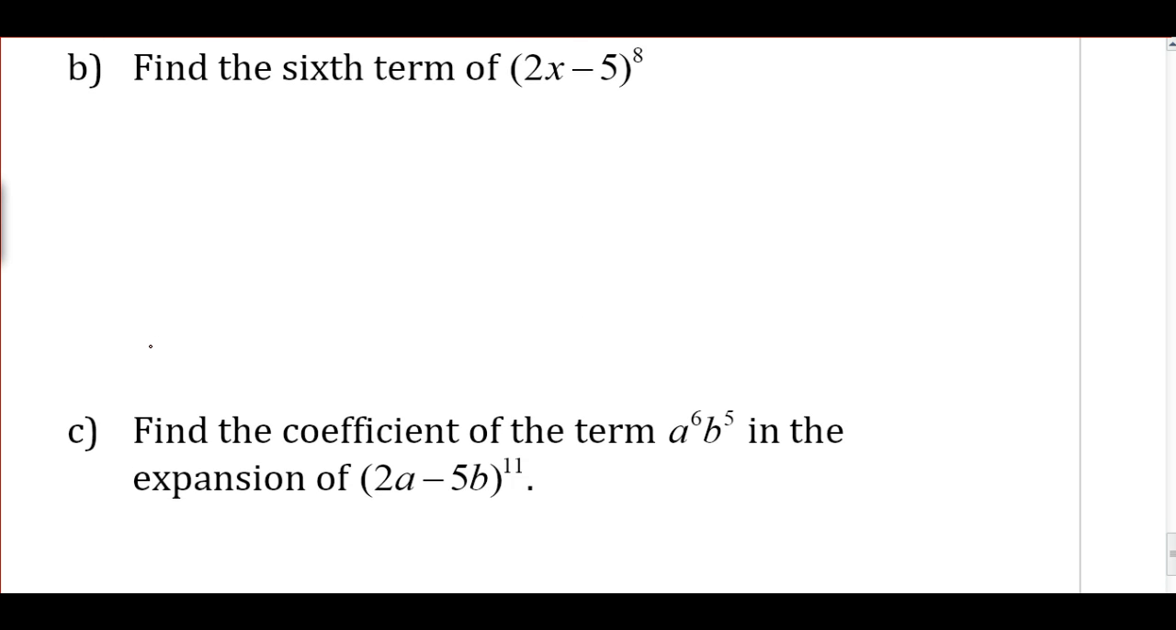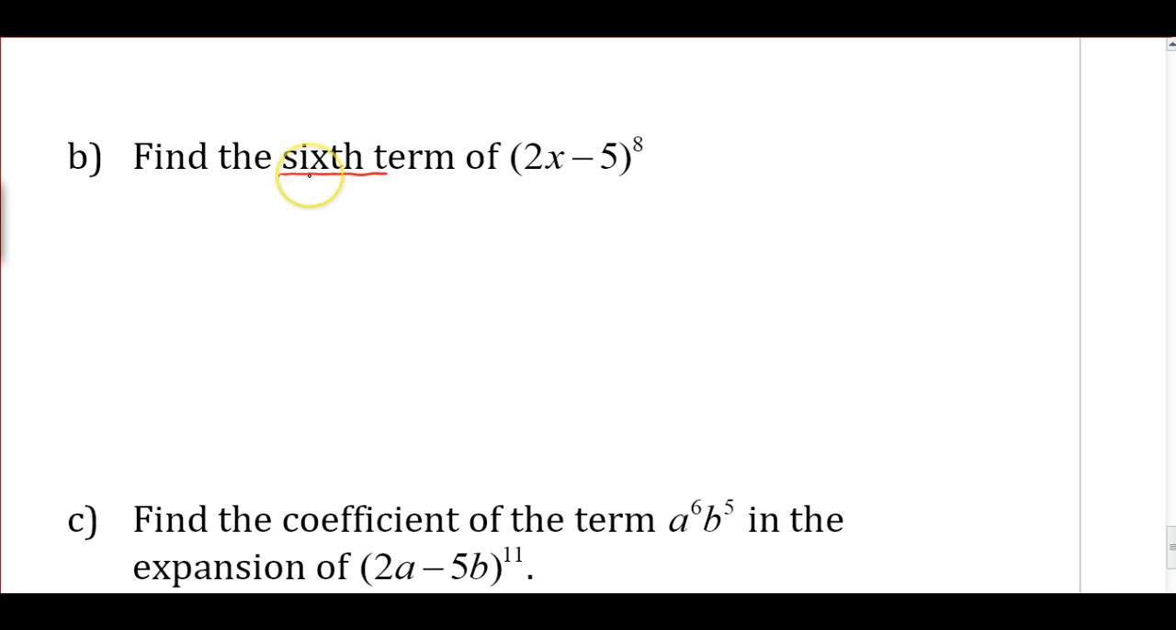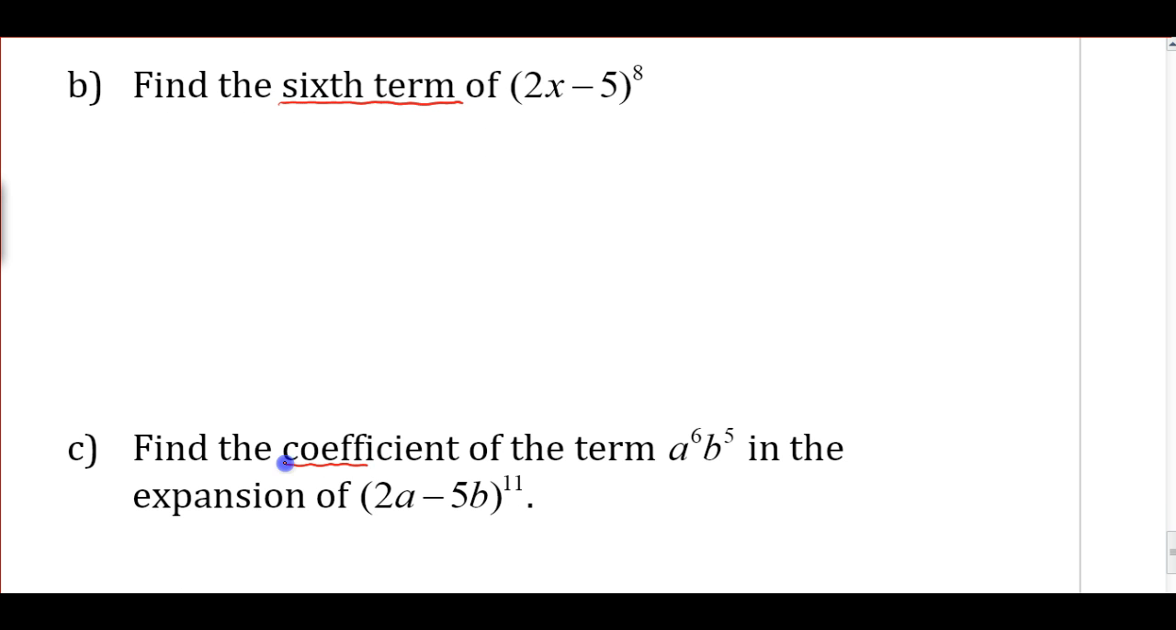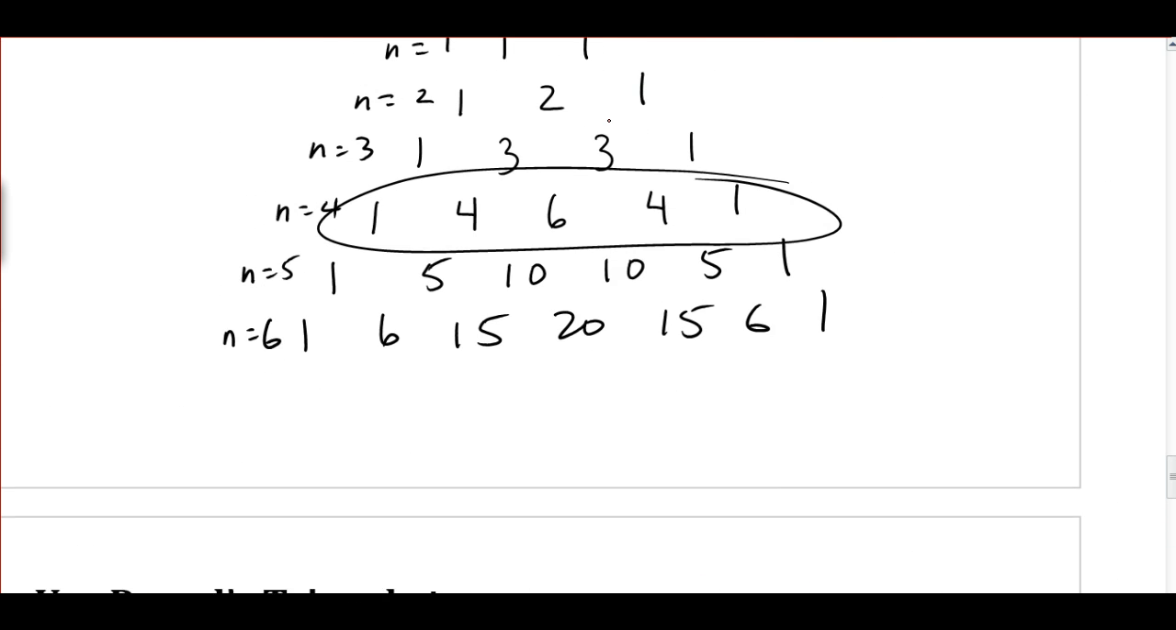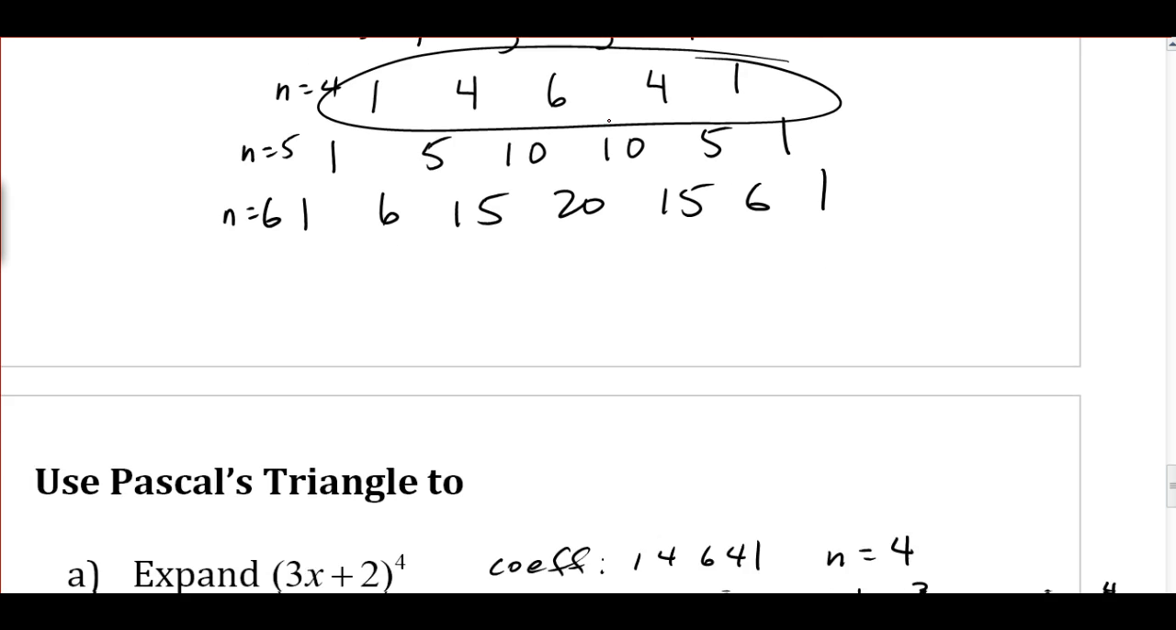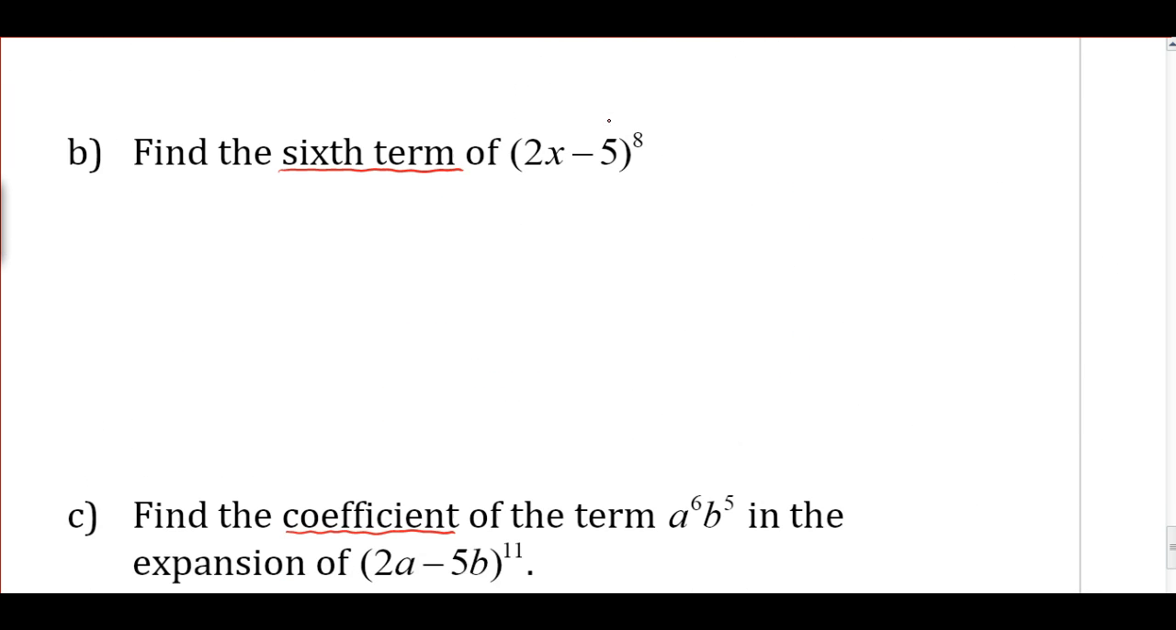Notice you just have to find the 6th term here. And over here, you just have to find the coefficient. All right, and since this is raised to the 11th, you may want to use the binomial theorem. Again, since this is raised to the 8th, and then you want to add one more row to your Pascal's triangle up here, actually 2 more rows, again, you may want to use the binomial theorem.